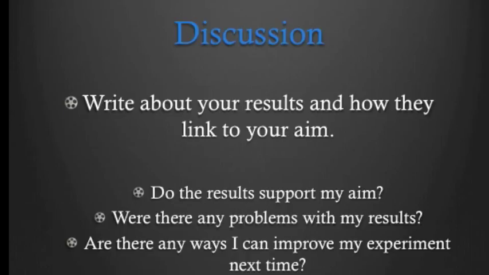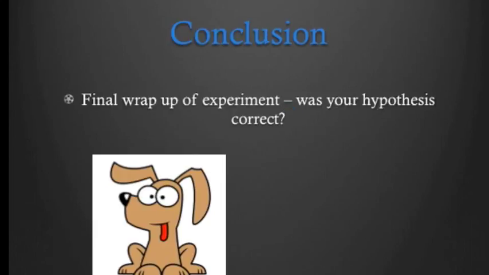The final part of your experimental write-up is your conclusion. This is a final statement that wraps up your experiment and tells the reader how the experiment worked and links your hypothesis with your final result. Was your hypothesis correct?